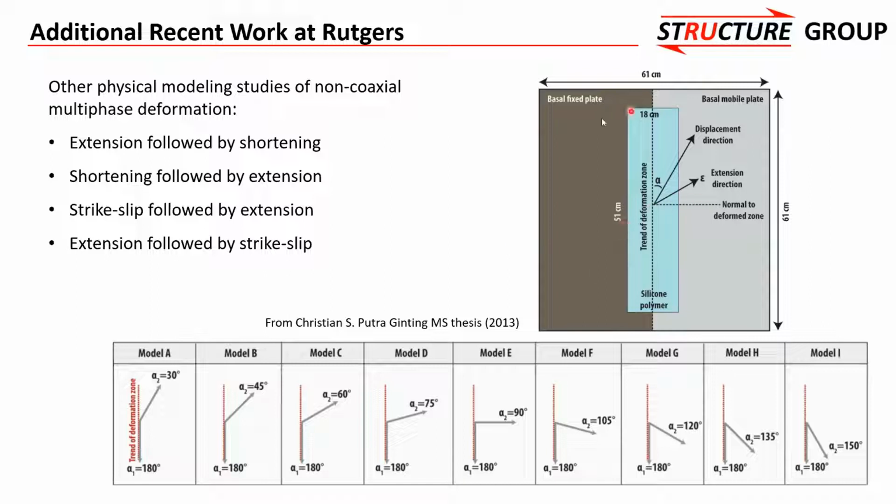And so this should look very similar. This is the same as my setup, just rotated, and it highlights just the displacement directions and then the extension direction you get from that. And on this bottom, it shows the variation in extension directions that are possible with the Rutgers modeling apparatus. So at least from what I've seen, Rutgers is fairly unique in that they can model different directions of deformation in multiple phases with a fair amount of ease.